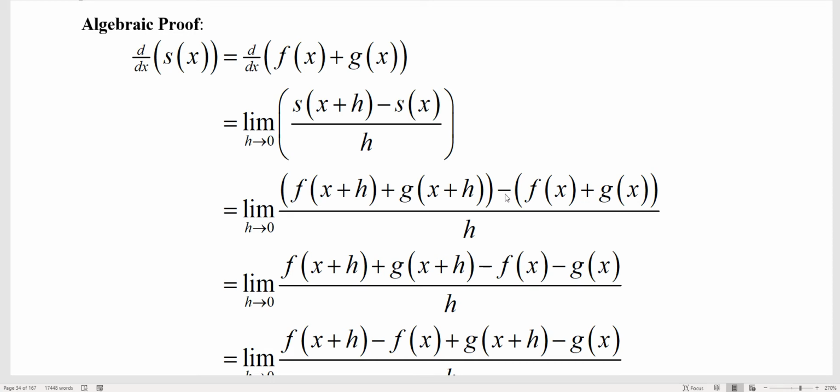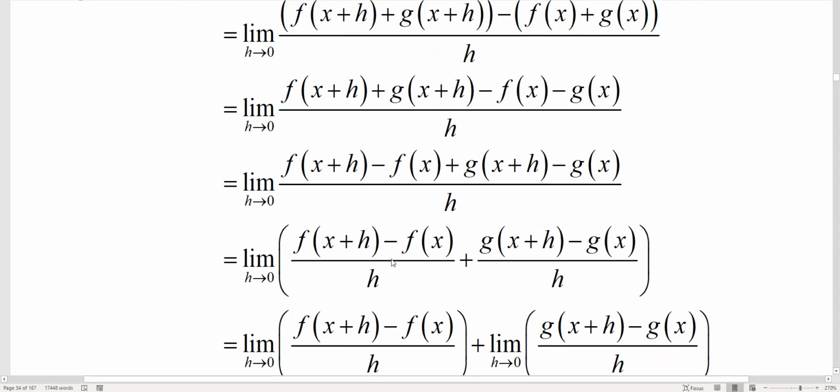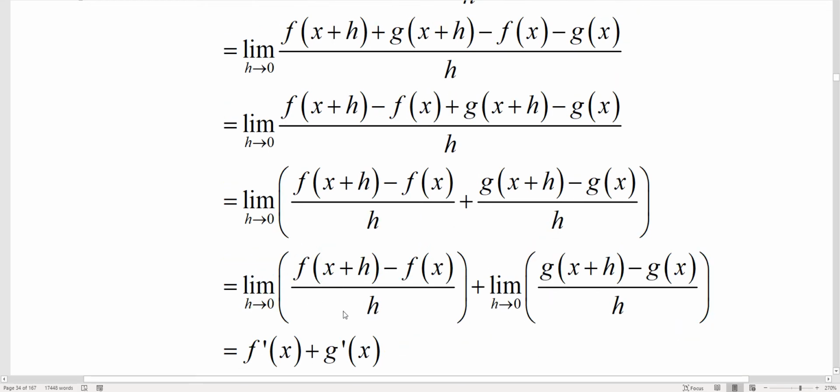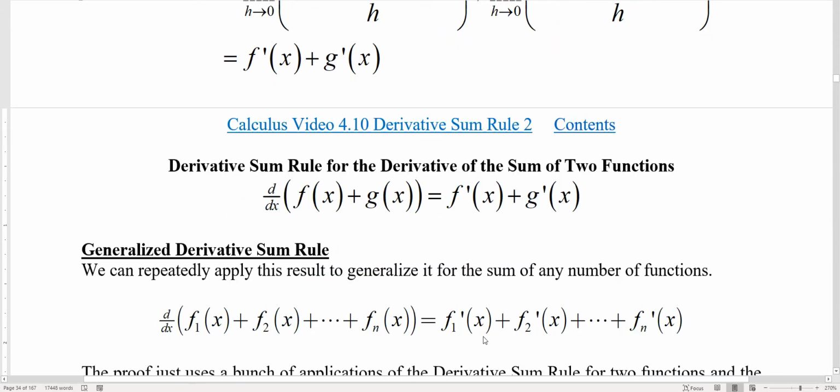Now, we're going to distribute this subtraction, which we do there, regroup by putting the f's together and the g's together, and use the distributive property to break this into two fractions, which we've done here. Then the limit property says this breaks into two limits. The first limit is the derivative of f, the second limit is the derivative of g. So that proves that, but we can generalize this rule to sums of even more functions.